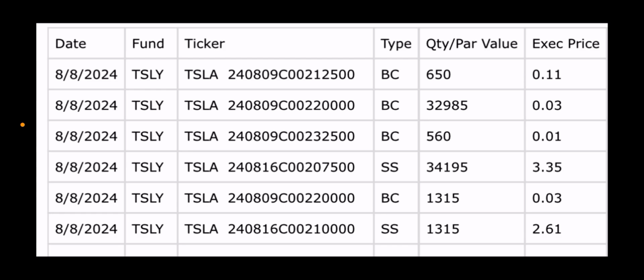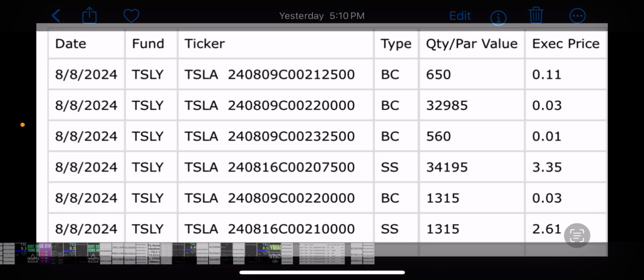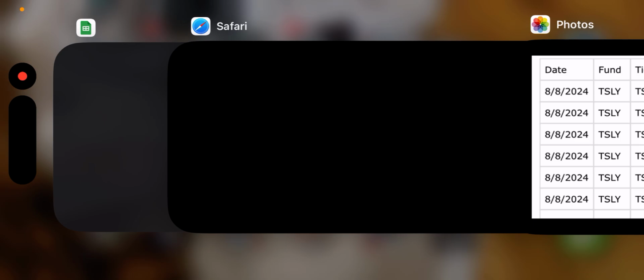And then you have an SS right after that, short sale. So they opened a new position with those same contracts. And then they bought to close another, which is the 220, and then they opened a new position for those same contracts there. So again, they basically just closed out some weekly calls and opened new ones. All right, so let's take a look at how it actually went on the spreadsheet.